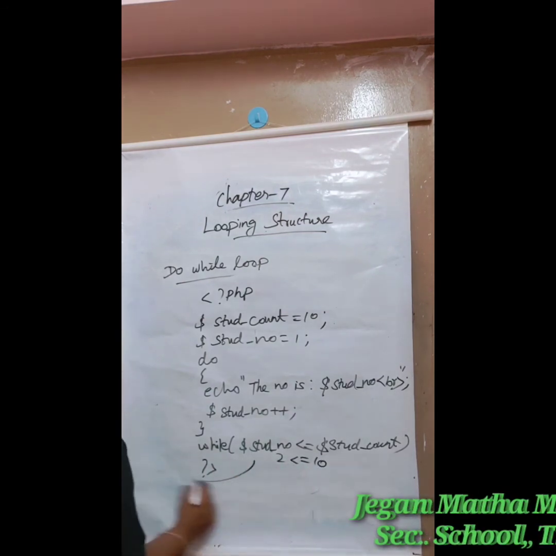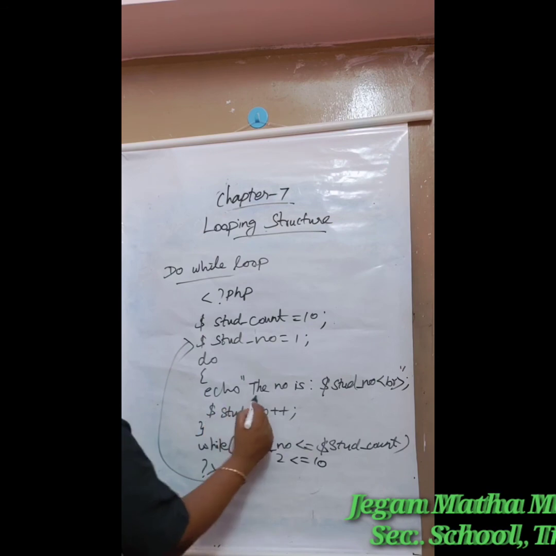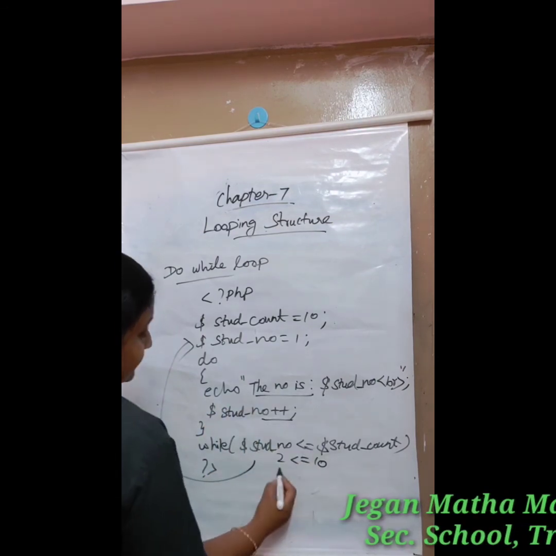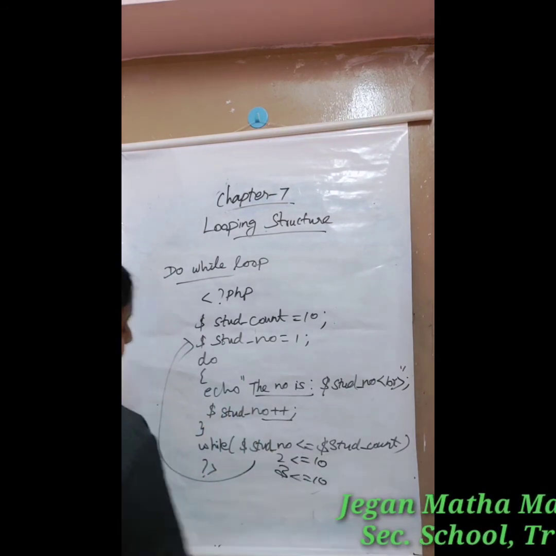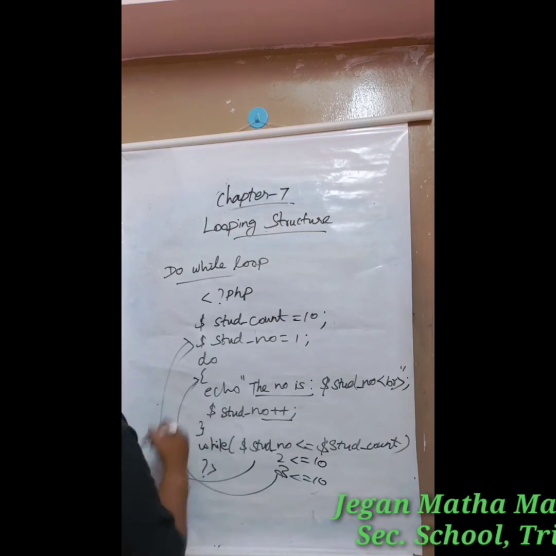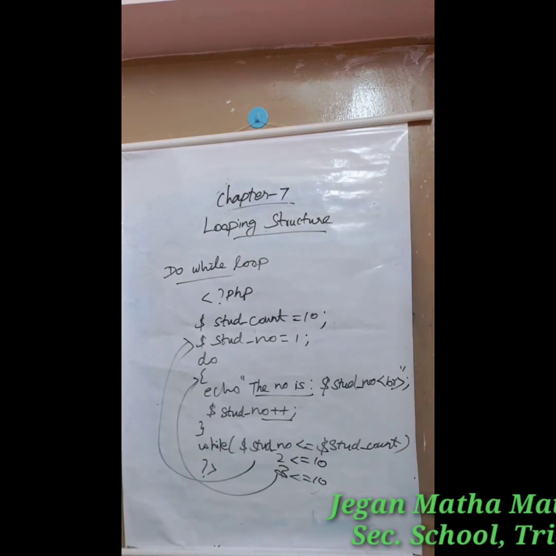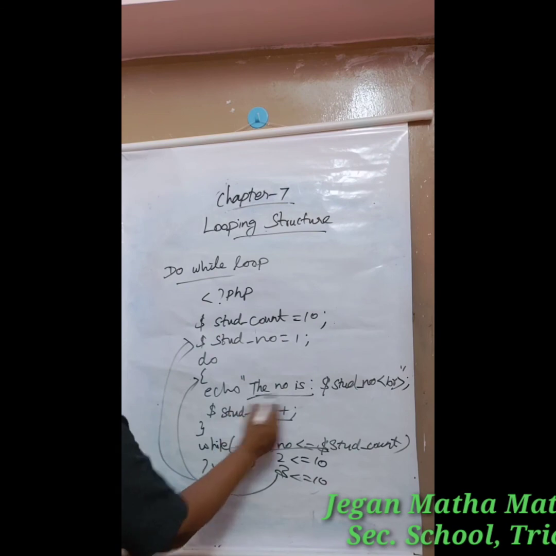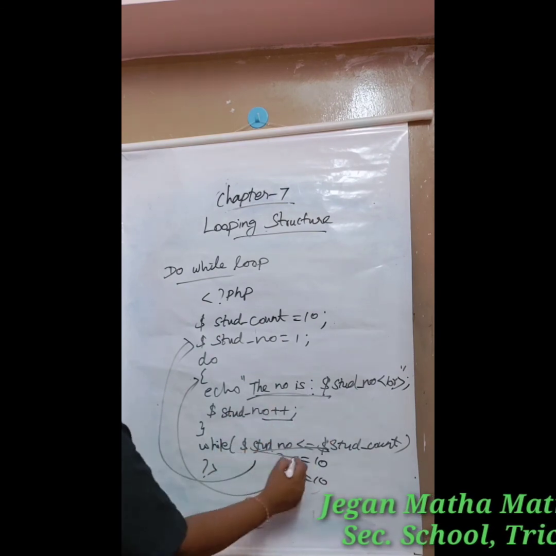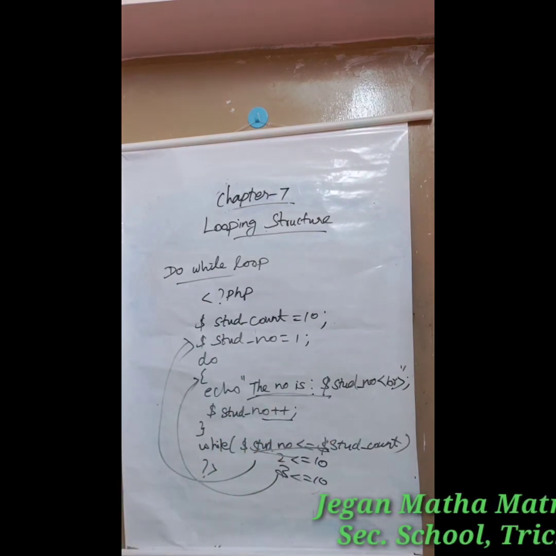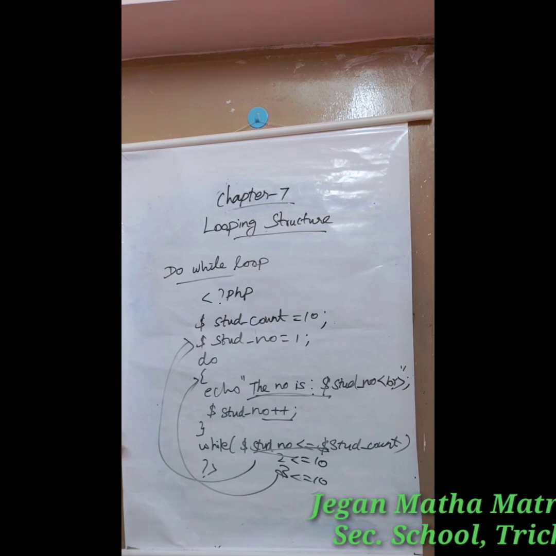Condition true, so again it comes here. It prints the second time and then it increments. Then 3 less than 10, so again it comes here, until the condition becomes false. So first it evaluates the process, then it checks the condition. Until the condition becomes false, it processes again and again.